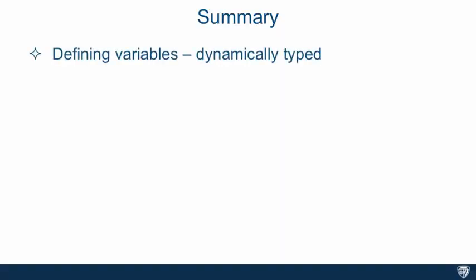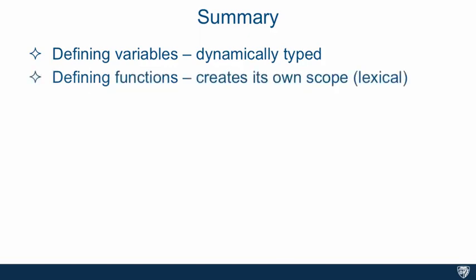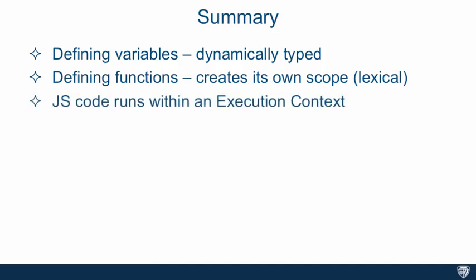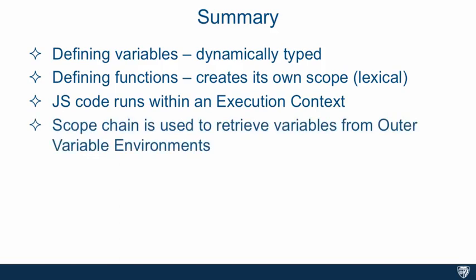So in summary, we spoke about defining variables. We spoke about the fact that all variables in JavaScript are dynamically typed, which means its type is determined at runtime. Now we also spoke about defining functions and the fact that when you execute a function, it creates its own scope, lexical scope or functional scope. Now it's important to remember that all JavaScript code runs within some execution context, and each execution context has a number of things that are available to it. One of those things is the outer variable environment. And scope chain is used to retrieve variables from outer variable environments that are not found within your own execution context.